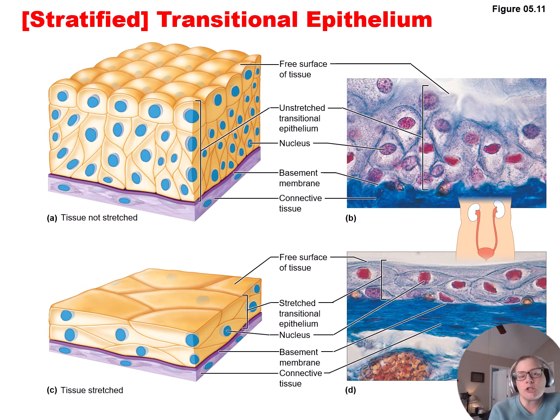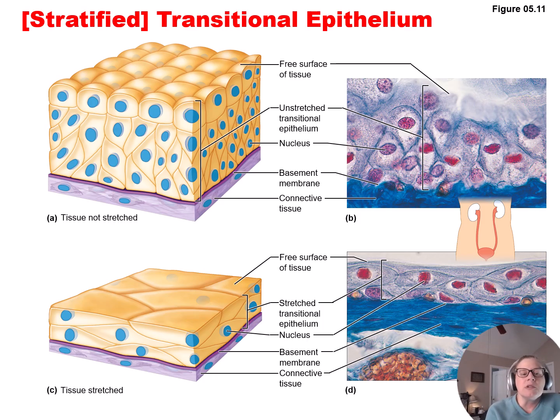Here we have transitional epithelium. It's a type of stratified tissue, but we don't really use the word stratified when describing it. Transitional epithelium is called this because this is epithelium that you find in tissues that are very stretchy. And so the cells take on a different appearance depending on if the tissue is not stretched out or if the tissue is stretched out.